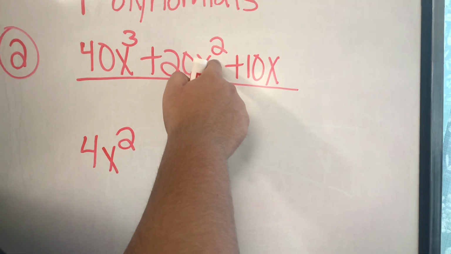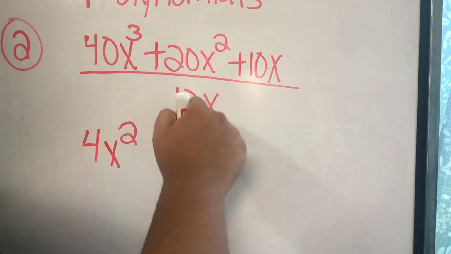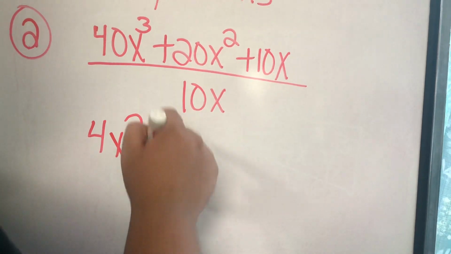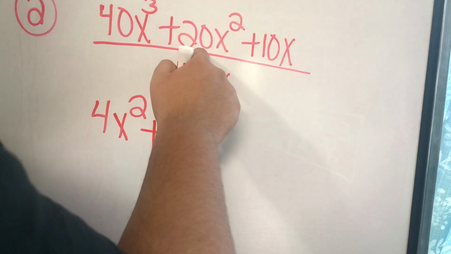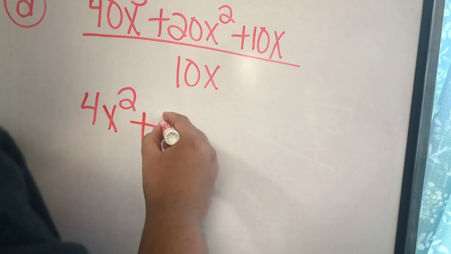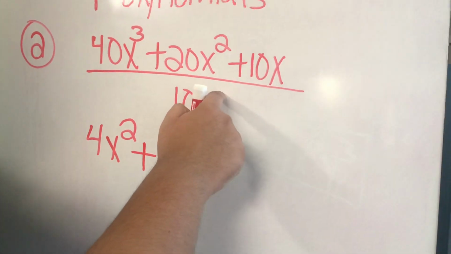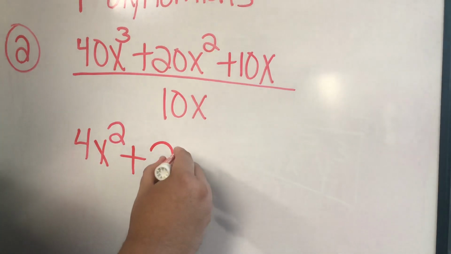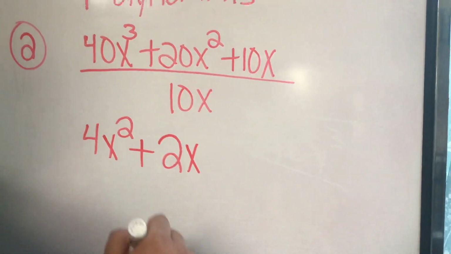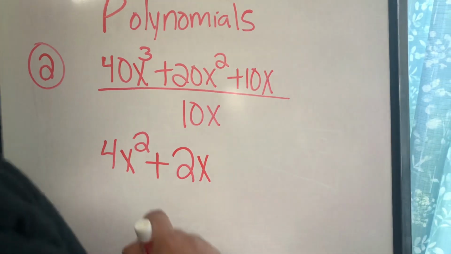Next part. We divide the 20 and the 10. I'm going to write a plus because it's positive. So 20 divided by 10 gives us 2. Then 2 minus 1 is just 1. So you can write it as 2x or 2x to the power of 1, but 2x is how it's going to be in your answer choices, of course.